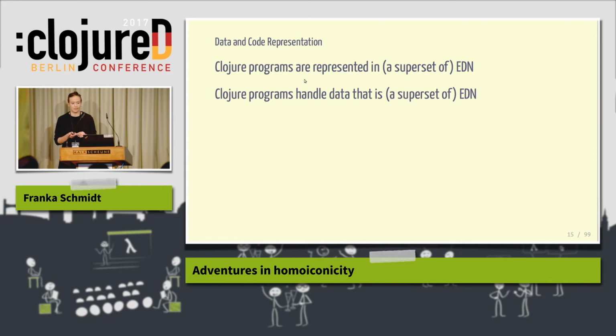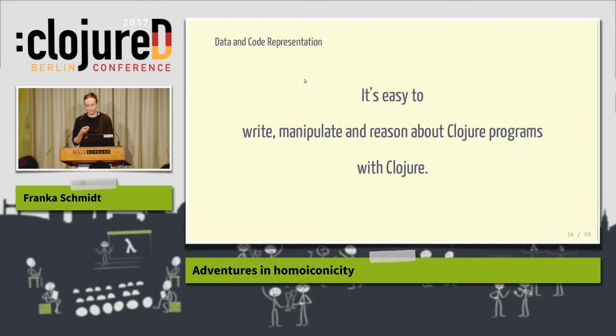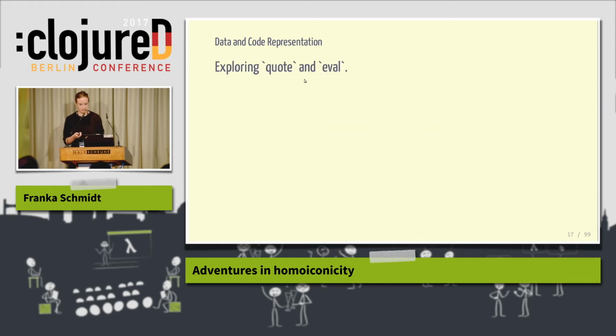So Clojure programs, not programmers, are represented in a superset, maybe also Clojure programmers, who knows, of EDN. And Clojure programs handle data that is a superset of EDN. So if we go back to this homoiconic same representation, that's what people talk about when they talk about the same representation, or code is data and data is code. And what that gives us is that it's really easy to write, manipulate, and reason about Clojure programs in Clojure. And that's the starting point for my exploration here.